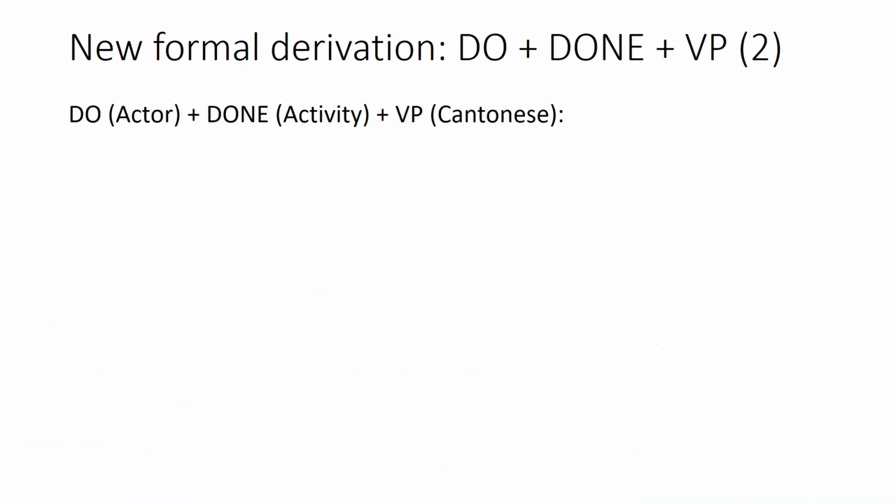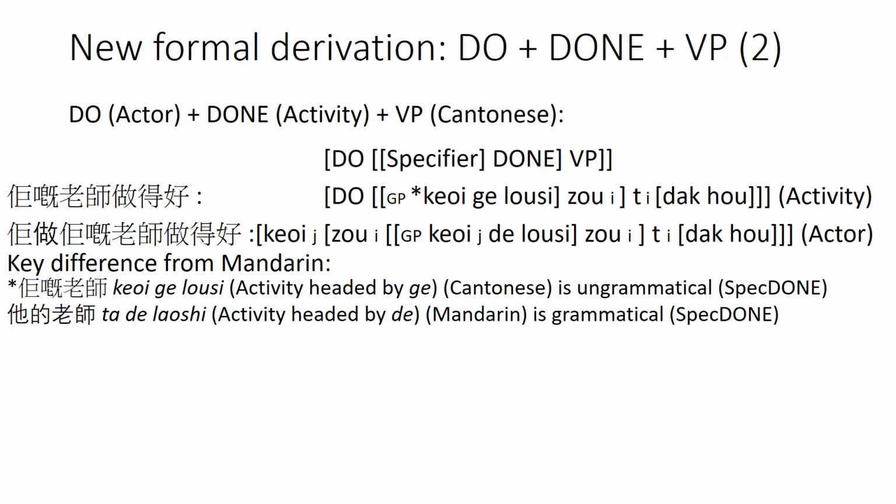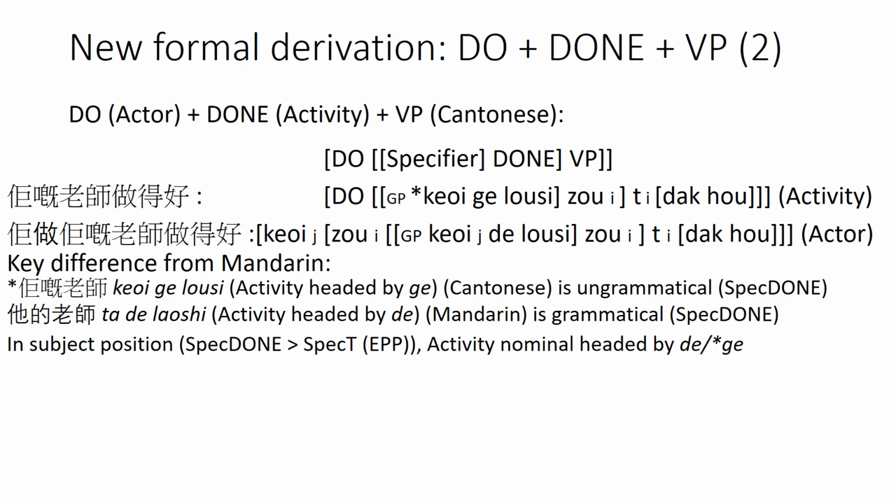But if we have a look at the derivation again, if we apply this to Cantonese, likewise we get parallel structures. So we get done first, we introduce the activity nominal. We then merge the verb in do, where it introduces the actor nominal. The key difference between Cantonese and Mandarin, as we saw, is that the activity nominal headed by ge is ungrammatical in the specifier of done, whereas if it's headed by the, as we have in Mandarin, it's grammatical.